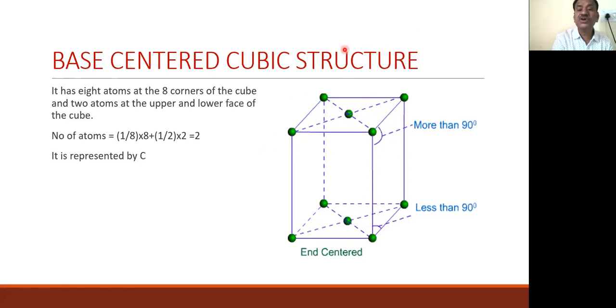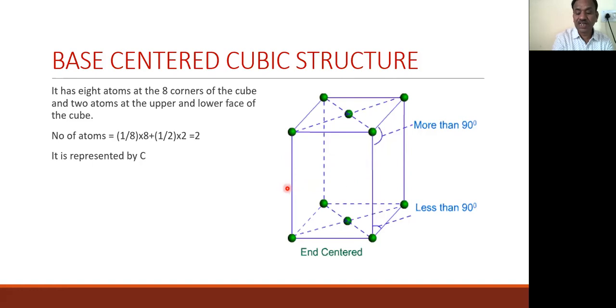Here you can keep one more cube, and here also I can keep one more cube, so that this atom will be shared between this cube and also this cube. So the contribution is only 1 by 2 into 2 equals 2. This is the story of a base-centered cubic structure. Students, it is not necessarily here. The atom may be present on this face as well as this face, on opposite faces.